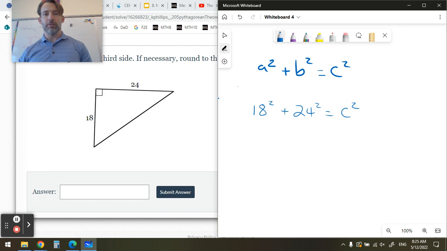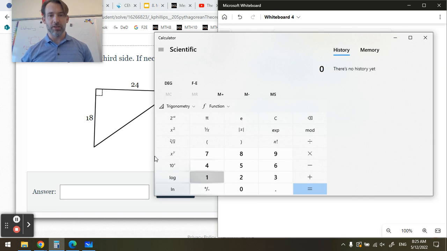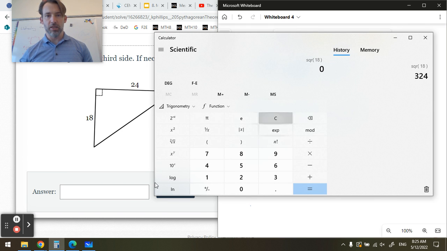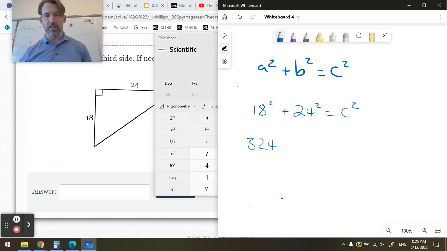Now, 18 squared, what is that? You can just use a calculator, of course, and find that that's 324. And then 24 squared would be 4 times 144, but I'm not going to do that in my head. 24 squared gives me 576. And that equals c squared. Well, that happens to be 900 equals c squared.